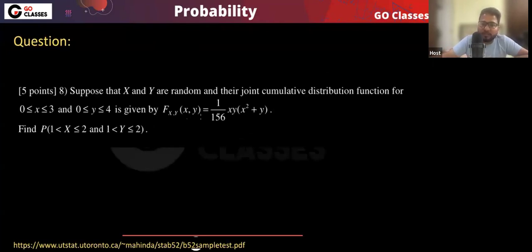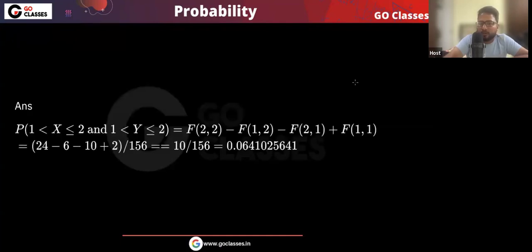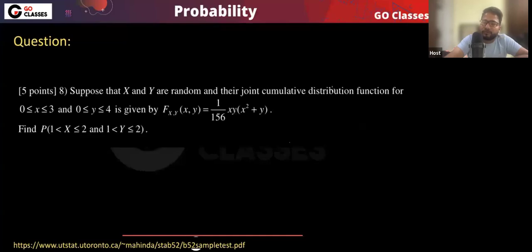Now let's suppose this joint CDF is given to you, and they're asking you to find out this particular probability. How to do it? So x is ranging from 0 to 3 and y is ranging from 0 to 4. You can use the same formula, right? Is this fine to everyone? Just try this also as homework.